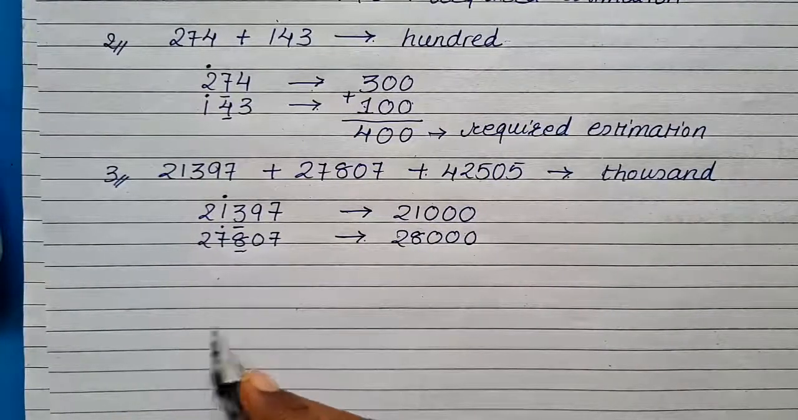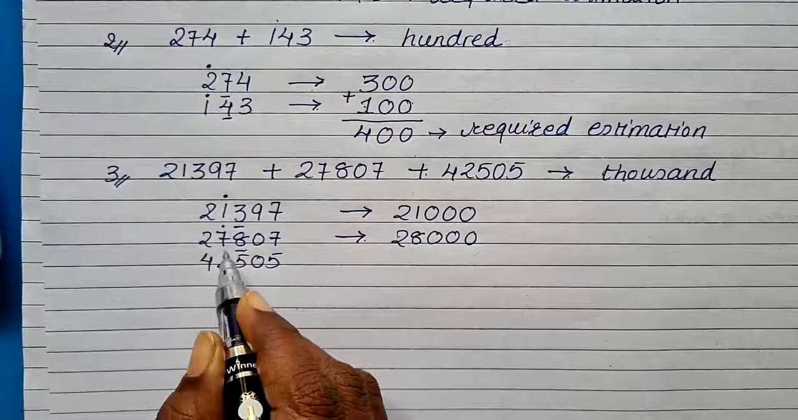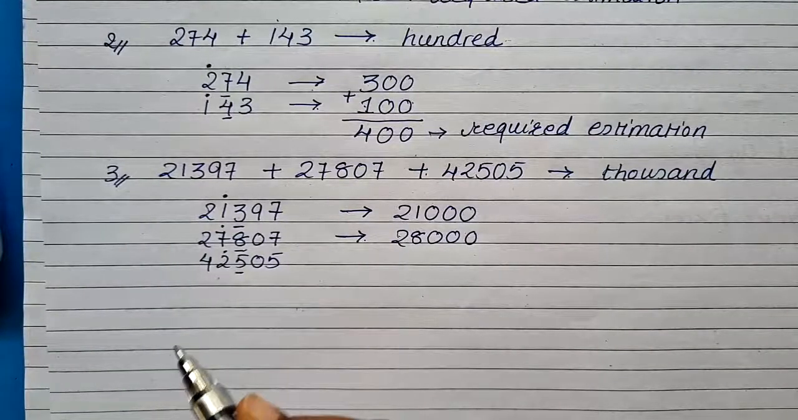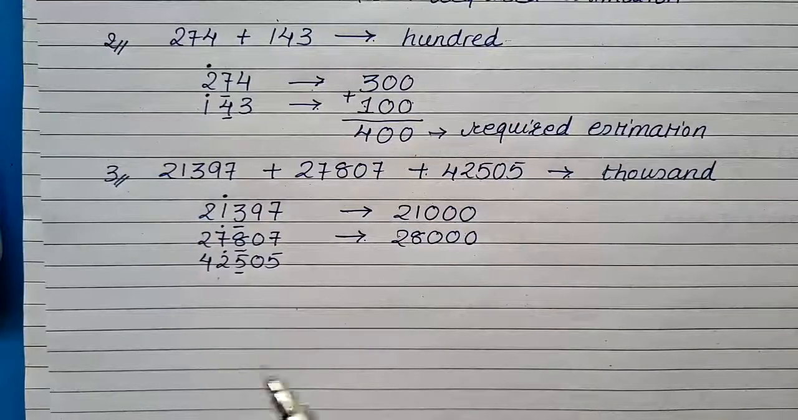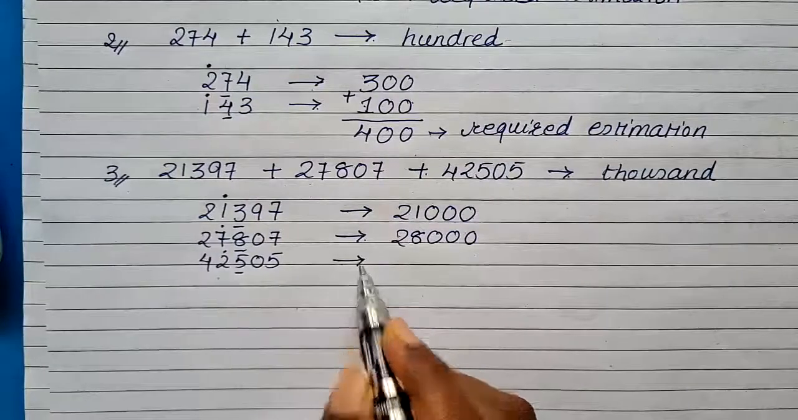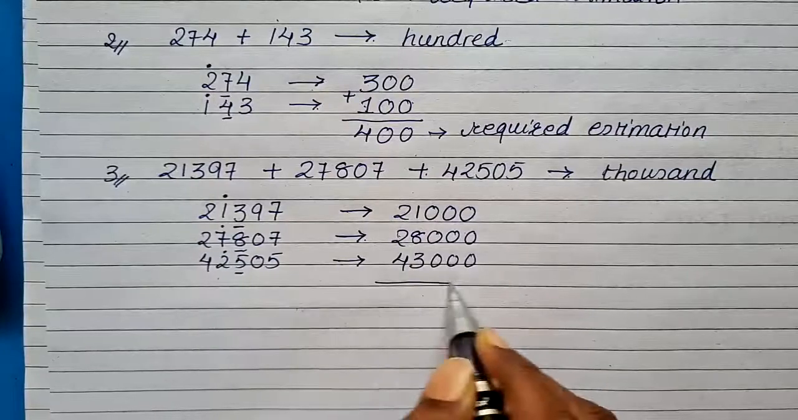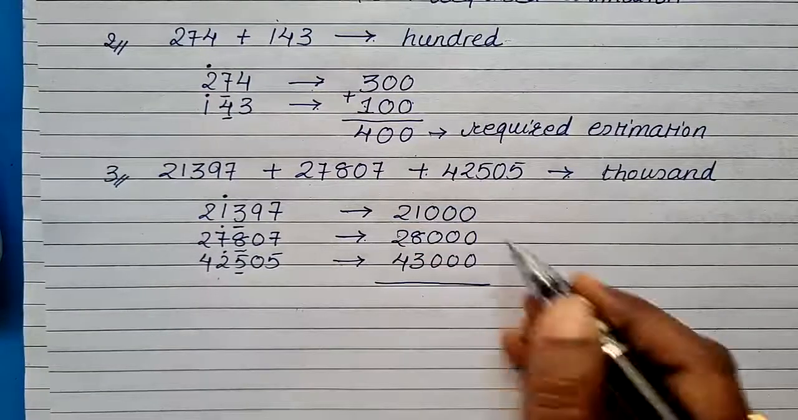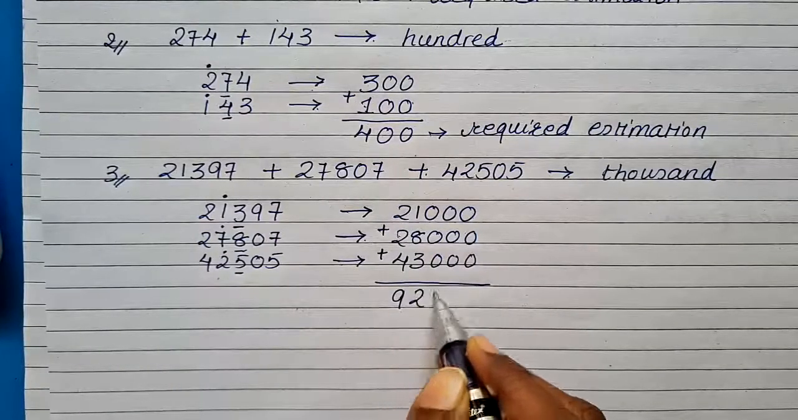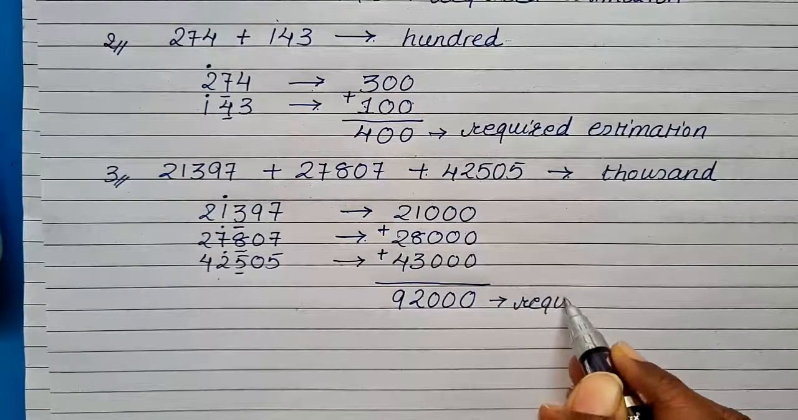Then we have 42,505. So this is the target digit. Immediately after the target digit there is 5. We know that 5 or more, we add 1 to 42. So this will be 43,000. And then if you add all of them up, you will get 92,000. So this is your required estimation.